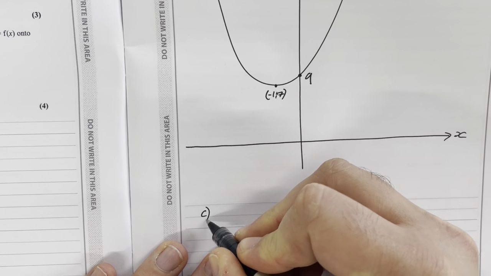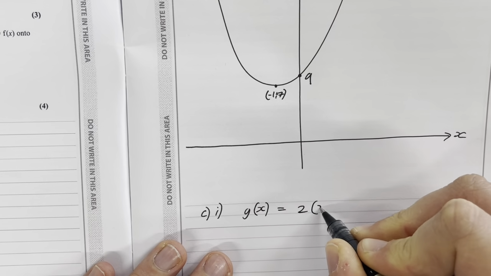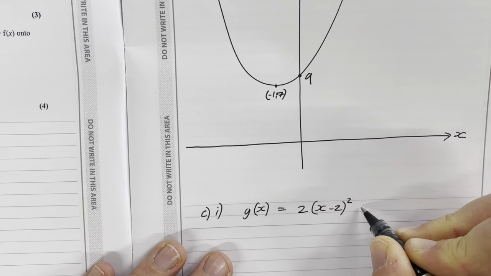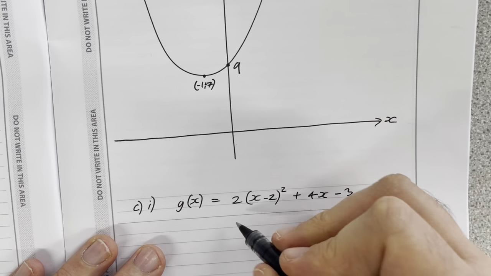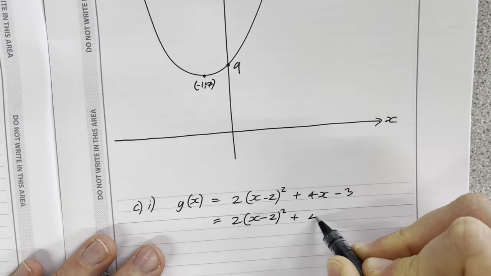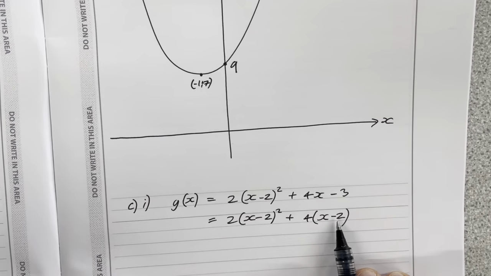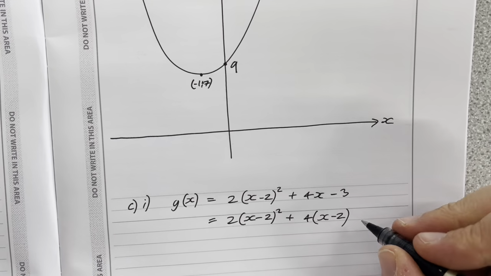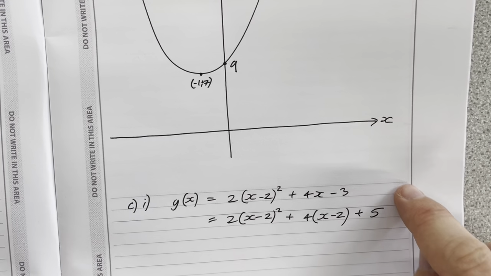So the way I'm going to do that is I'm going to say g of x is equal to 2(x minus 2) squared. I'm just going to copy it down first of all so you can see it. (x minus 2) squared. Then I want plus 4 into (x minus 2). That's going to give me minus 8. But I don't want minus 8, I want minus 3, so I need to add 5 to correct that. So these two lines are now identical.